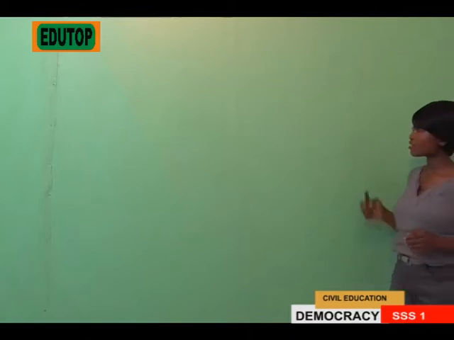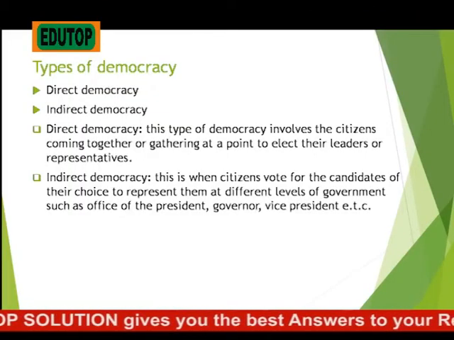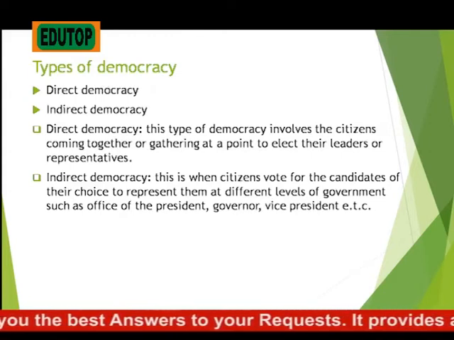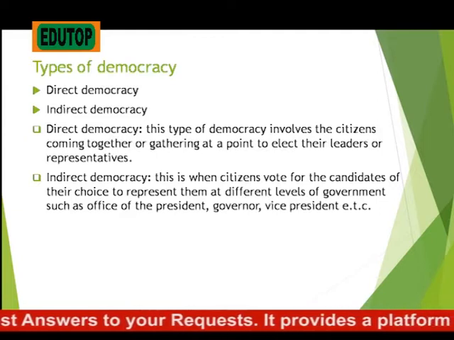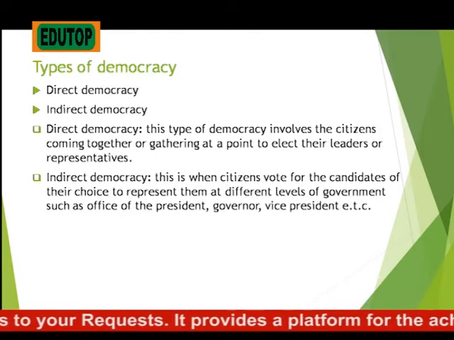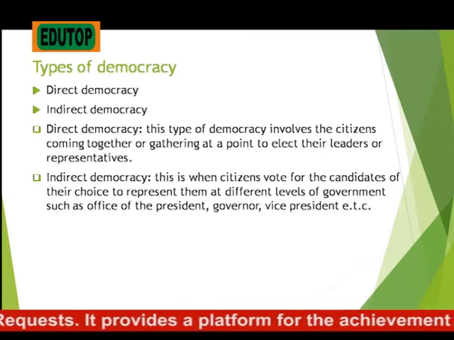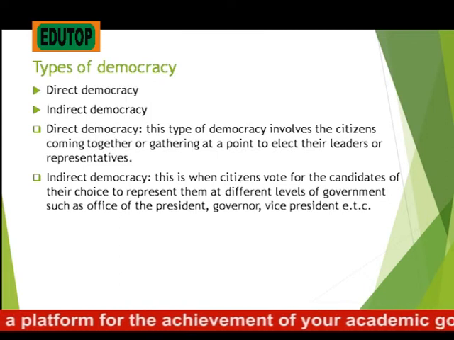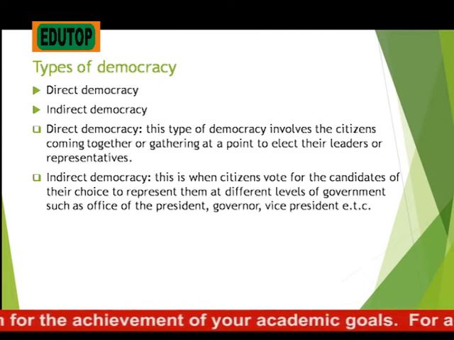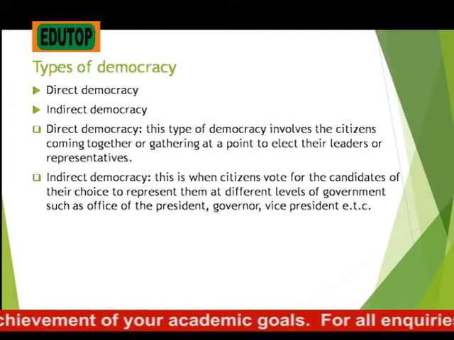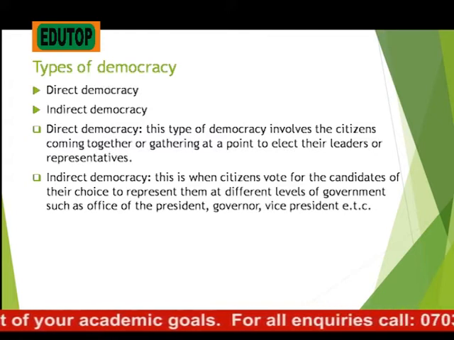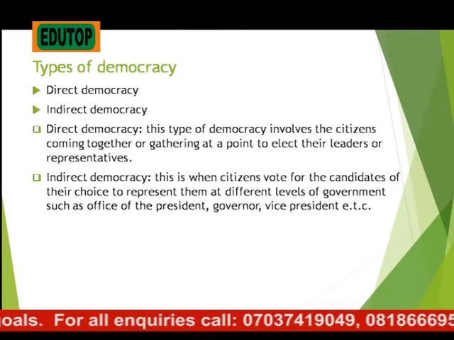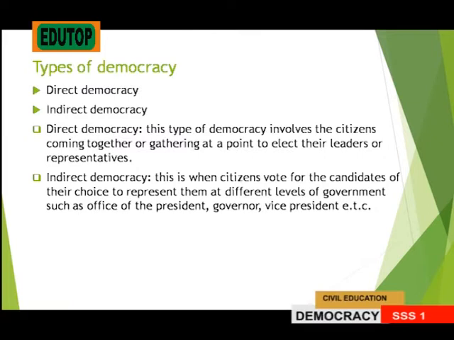Then we move on to types of democracy. We have direct democracy and indirect democracy. Direct democracy. This type of democracy involves the citizens coming together or gathering at a point to elect their leaders or representatives. Indirect democracy. This is when citizens vote for the candidates of their choice to represent them at different levels of government, such as office of the president, governor, vice president, and so on.